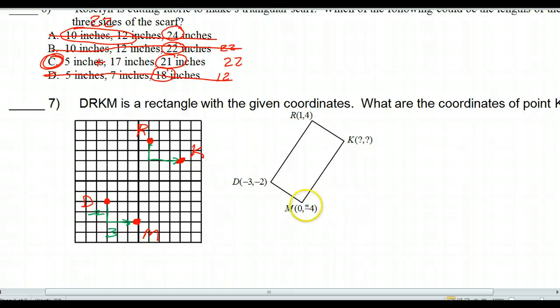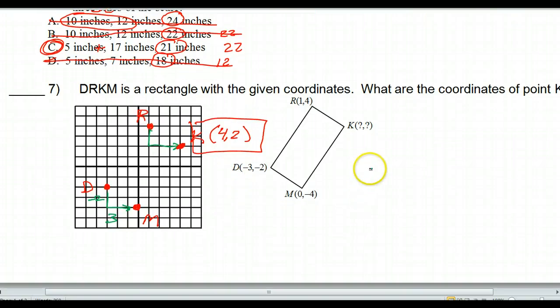But we need the ordered pair. What are the coordinates, my friends? 4, 2? It seems like 4, 2. It is. Okay, so that was what we're looking for, 4, 2. That's the easiest way to do that.